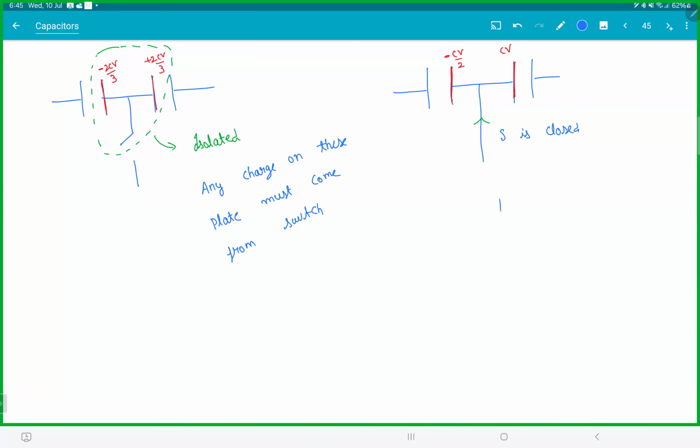So what is the final charge here? So the final charge is CV by 2. Initial charge is CV. Final charge is CV by 2. Initial charge is 0. So where did you get the extra charge from? Through the switch. Therefore, charge through the switch is CV by 2 flowing upwards.